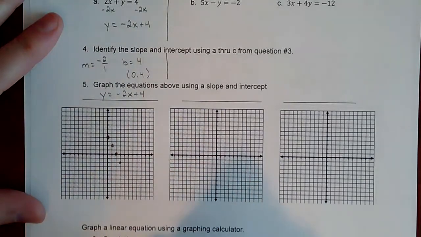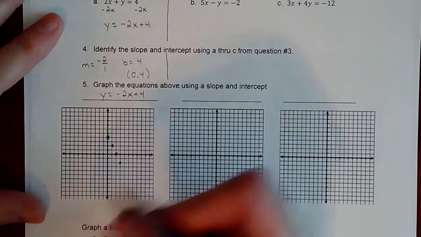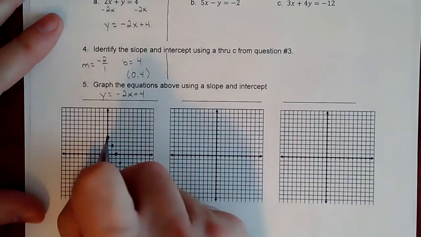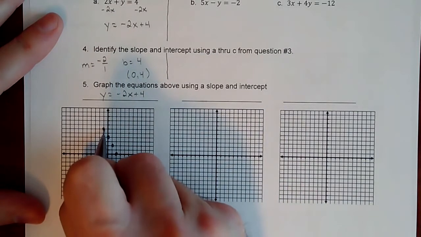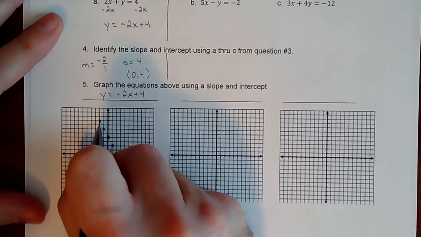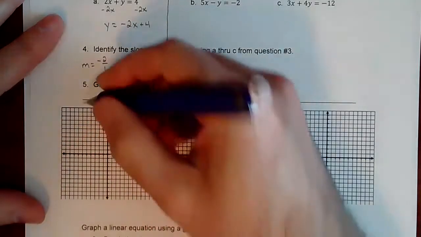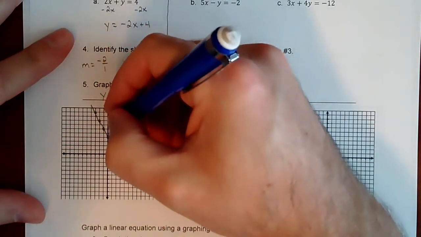Okay, and we keep on going, or we can go backwards, and we should go backwards. So instead of going down and to the right, we'll go up and to the left to keep that pattern going. And that is our line.